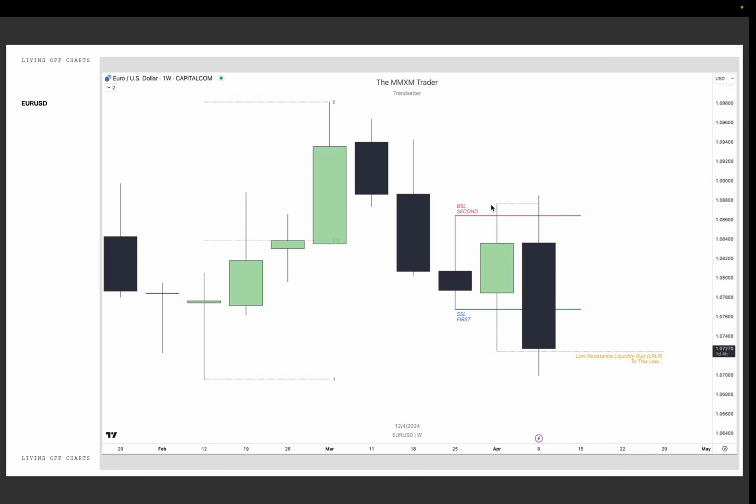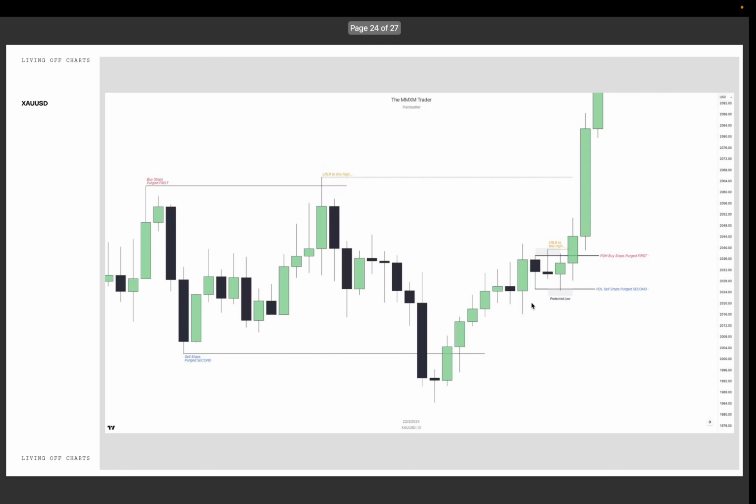So this didn't end up being a protected high. However, this is the one time it filled, I guess. But notice again, the big, large expansion down specifically to this low. This is how you find these huge candles in price.